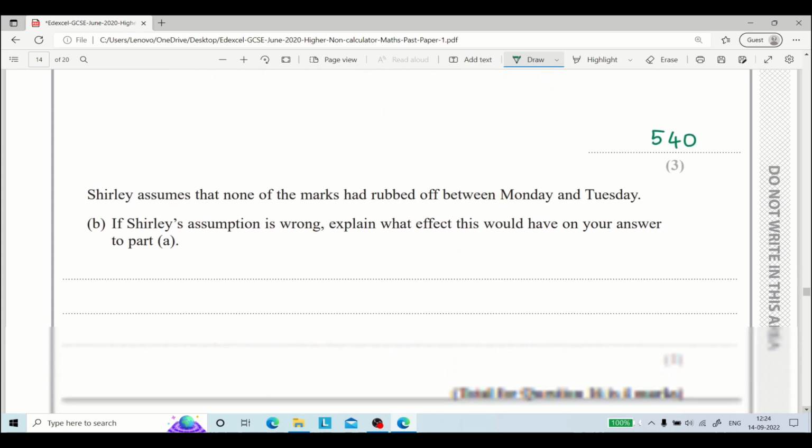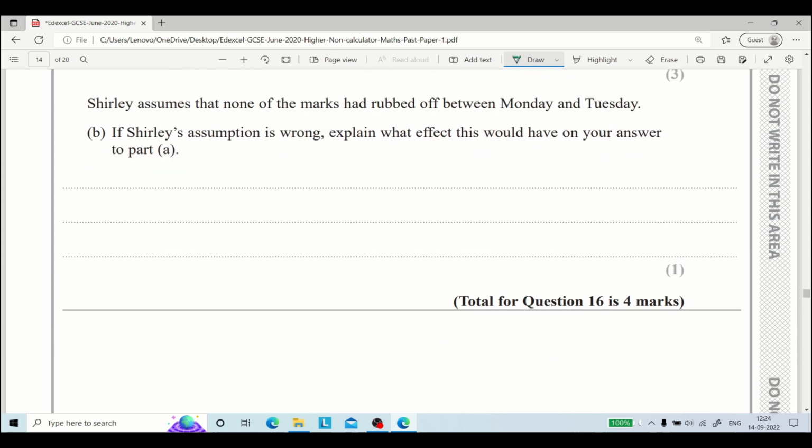Okay, now moving on to the next question. Shirley assumes that none of the marks had rubbed off between Monday and Tuesday. If Shirley's assumption is wrong, explain what effect this would have on your answer to part A.